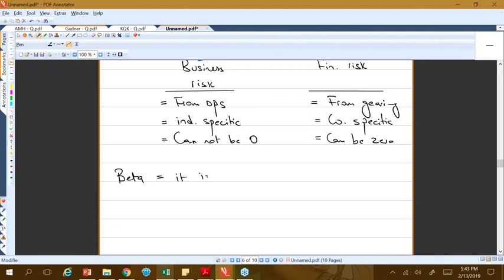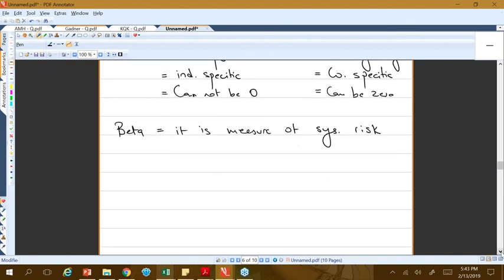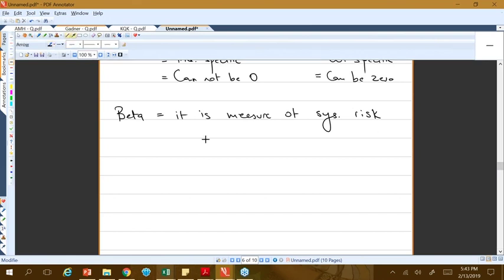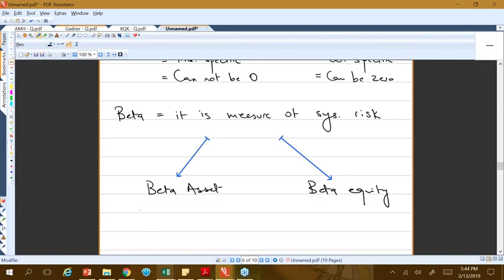Well, beta is the measure of systematic risk. And when I think of systematic risk, I think of business and financial risk. Two types of betas we need to look at. One is beta asset, and the other is beta equity.